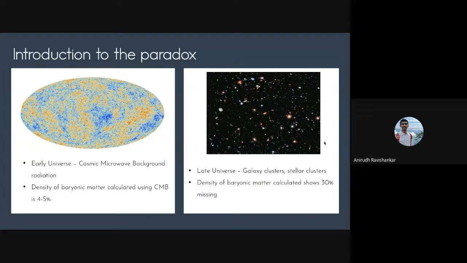And in the late universe, that is, the universe close to us, when we look for the density of baryonic matter, we find that about 30% is missing. That is, we're only able to get 70% of the value we got from the early universe. So this is the outline of the paradox. In the beginning, you see a certain amount of baryonic matter, but when you look at late universe observations, you are not able to find the level of baryonic matter we expect.